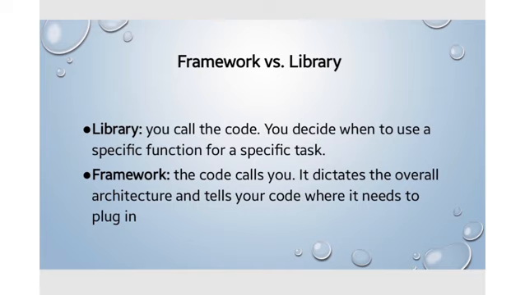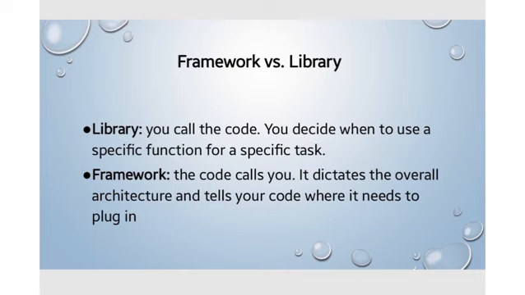The main differences between framework and library are: the first one is control. The framework controls the program flow. In a library, the developer controls the program flow. The next one is structure. A framework provides a fixed project structure. Developers must follow the framework rules. A library does not enforce structure. Developers can organize the project however they want.